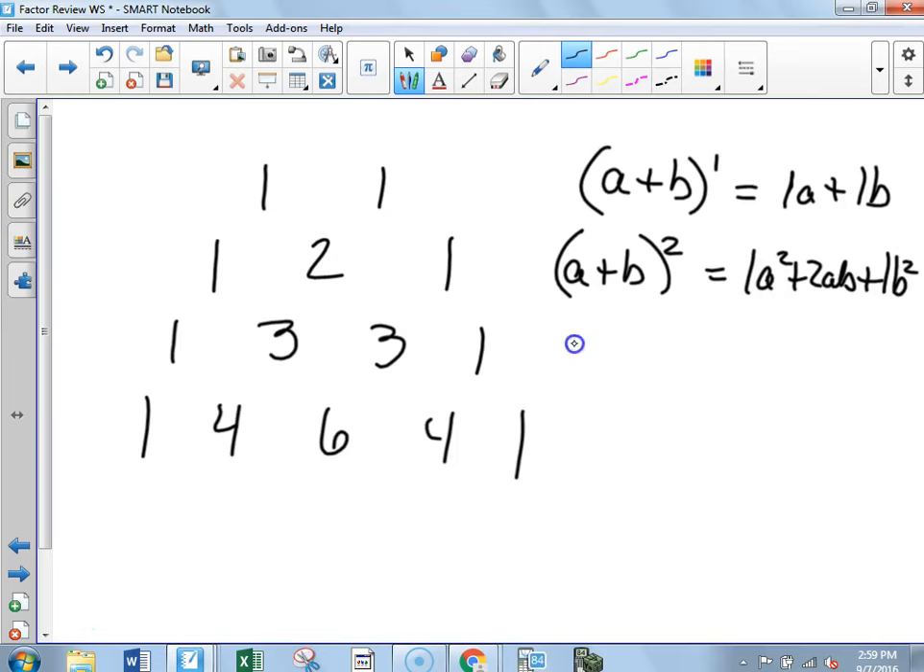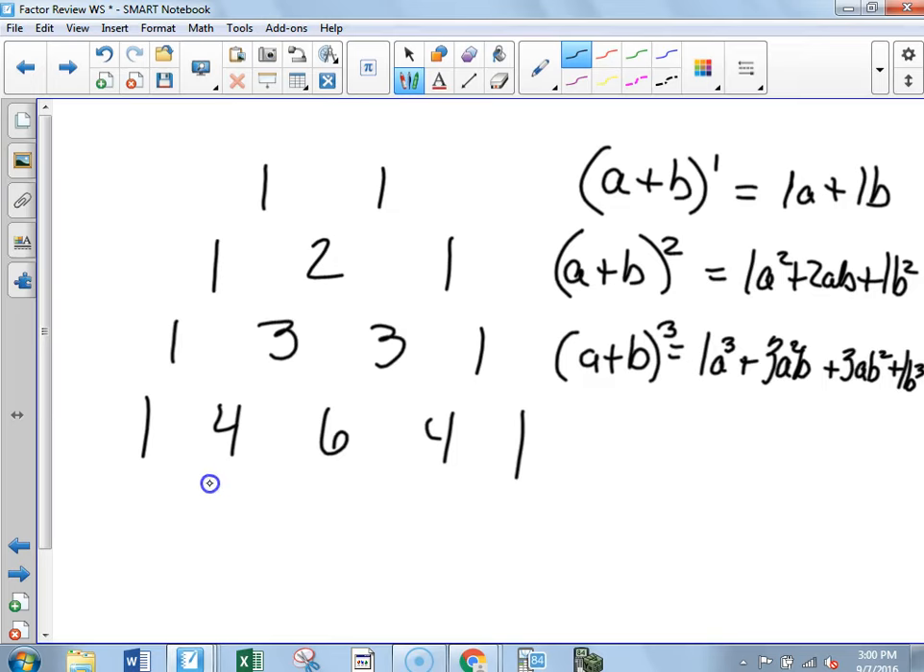If I had a plus b to the third, it would be 1, 3, 3, 1 are going to be the coefficients. The a is there 3 times, then there's 2 a's, then there's 1a, and at the back there's no a's. So see how the a goes a cubed, a squared, a, no a's. The b is doing the opposite thing. So there's no b's, 1b, 2 b's, and 3 b's.